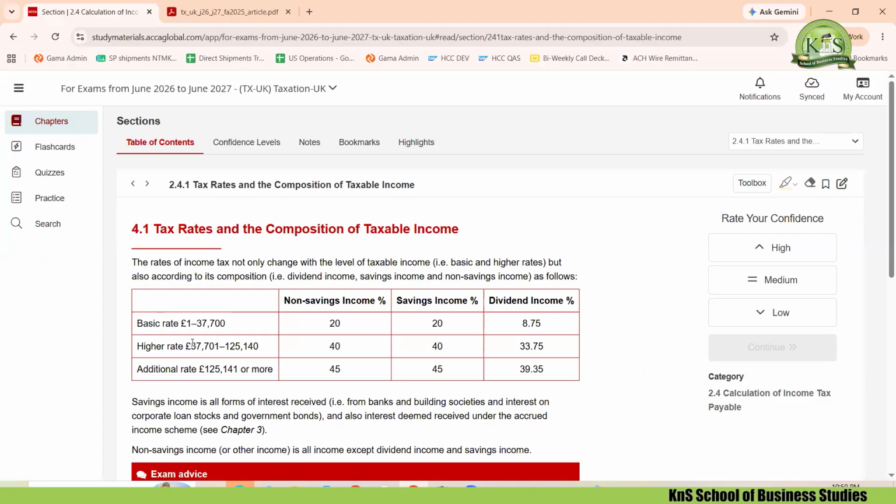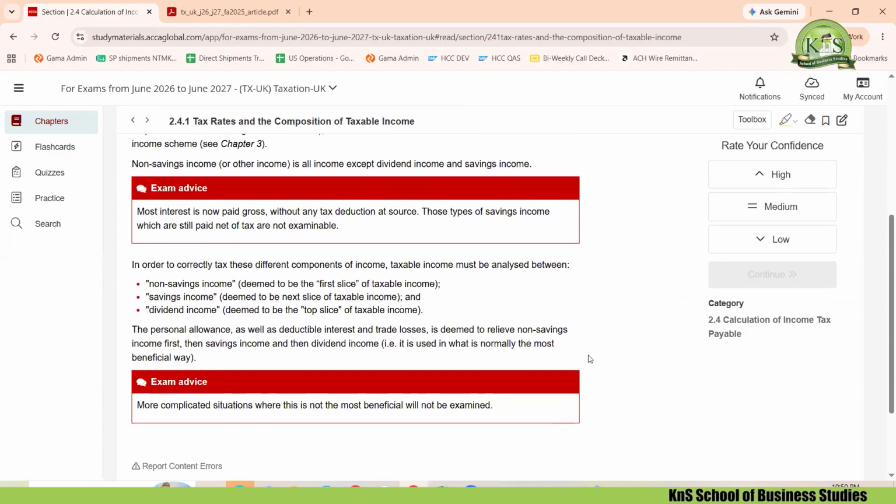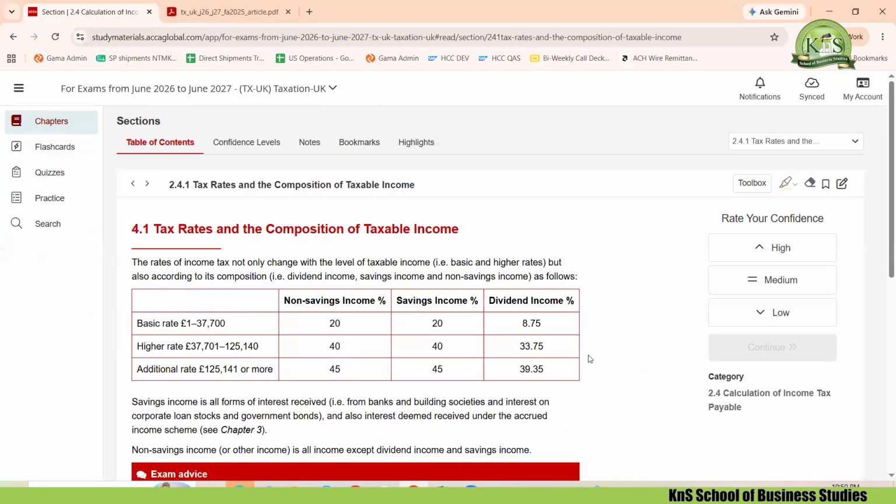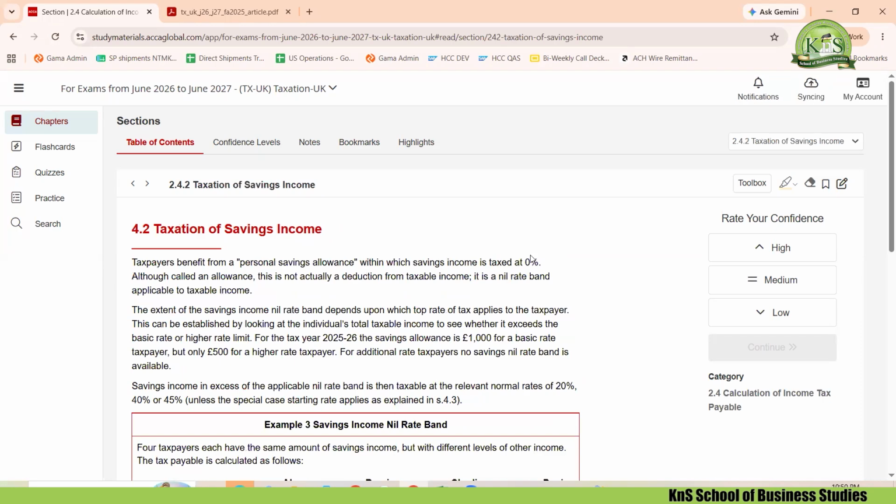This table is very relevant: 20, 40, 45. It will be given to you in your exam, so no need to learn it. Savings and non-savings have the same bands, only dividend has different rates. There are some exam tips which I will give you later, not now. Right now, you should only be clear with the non-savings income.